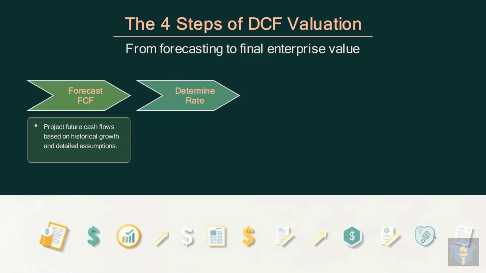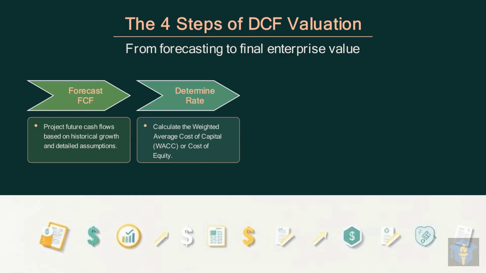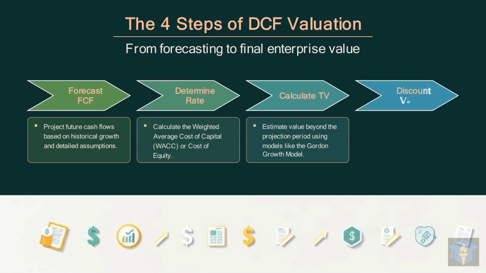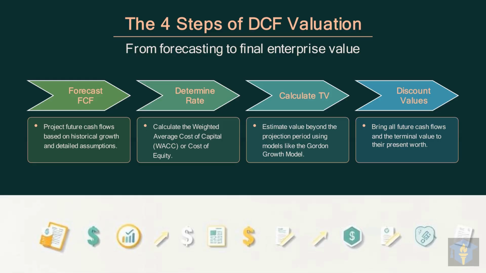Next, we determine the appropriate discount rate to use for our valuation. This involves calculating the weighted average cost of capital, or WACC, or the cost of equity. Our third step is to calculate the terminal value, or TV, of the business. We estimate the value beyond the explicit projection period, often using models like Gordon growth. Finally, we discount all these future values back to their present worth. This brings all future cash flows and the terminal value to their current present value.